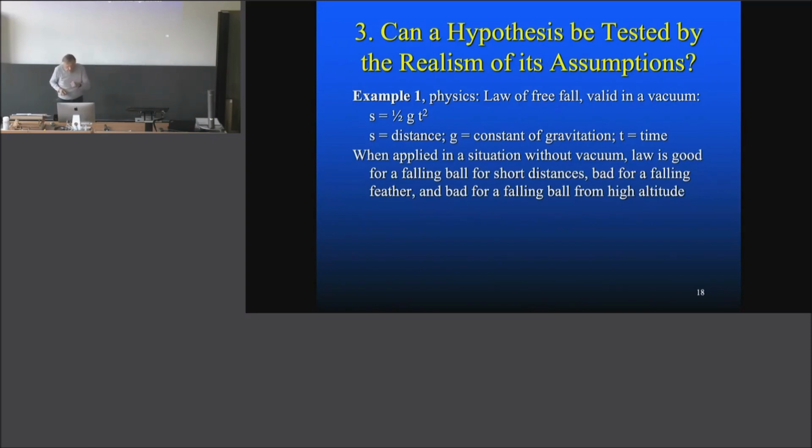When this law is applied in a situation without vacuum, this is a law that holds in vacuum, because if you don't have vacuum, you've got friction, right? And the friction changes, of course, everything. When applied in a situation without vacuum, the law is good for a falling ball for short distances and bad for a falling feather, right? It doesn't work for a falling feather, and is bad for a falling ball from high altitude, or for a jumper, because after a while, maximum velocity is 300 kilometers per hour, and then it's constant due to friction. Okay, so this is a law with limited validity.